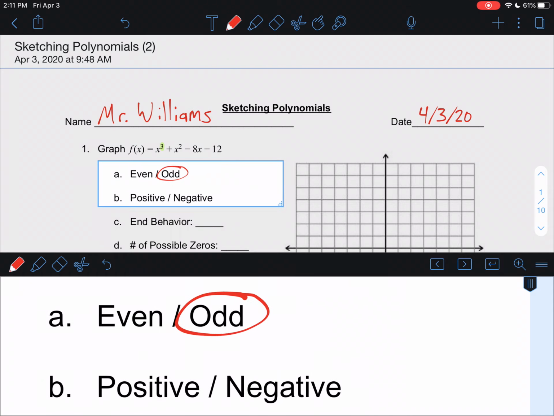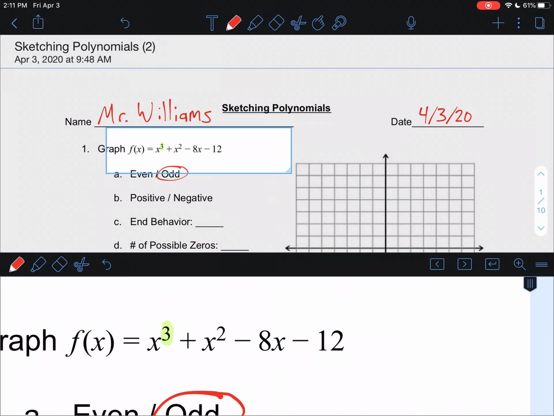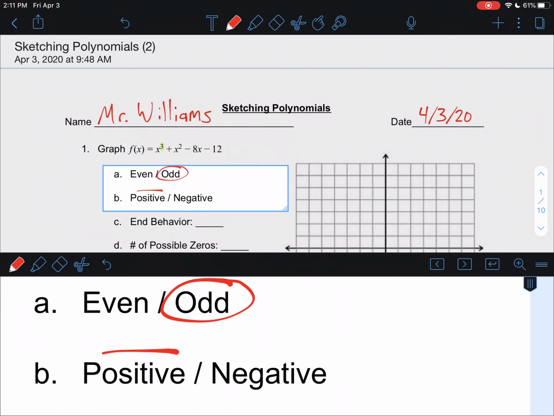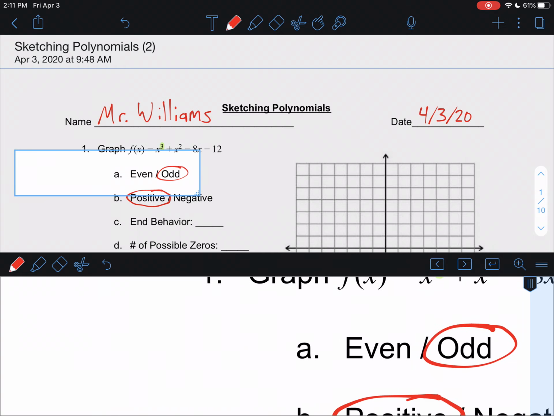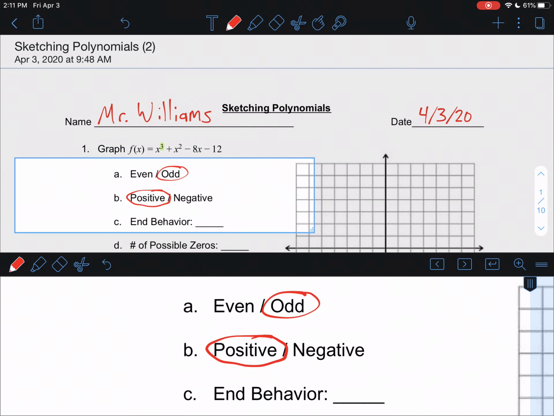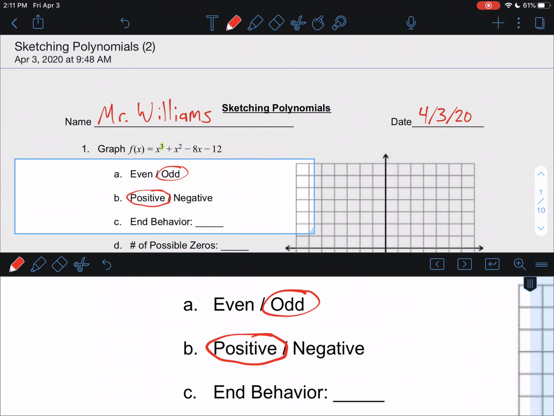Next, it's asking, is it positive or negative? So it's positive x to the third plus x squared minus 8x minus 12. This is positive x to the third. It's a positive polynomial. And I believe I've shown you guys this little diagram that I've had to draw before. So I'm going to sketch it real quick.